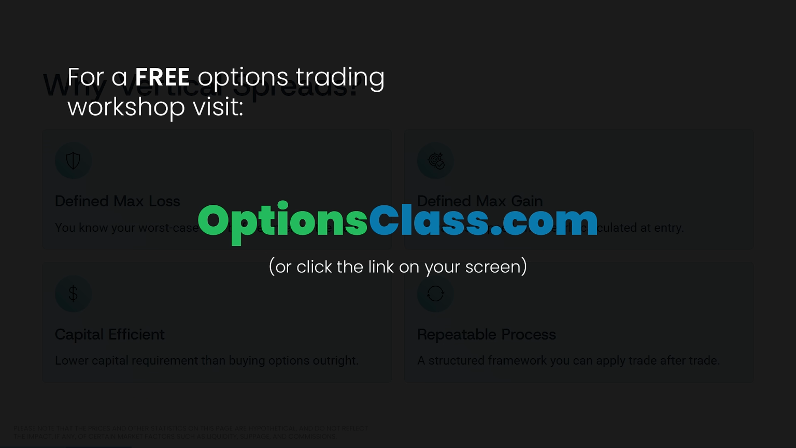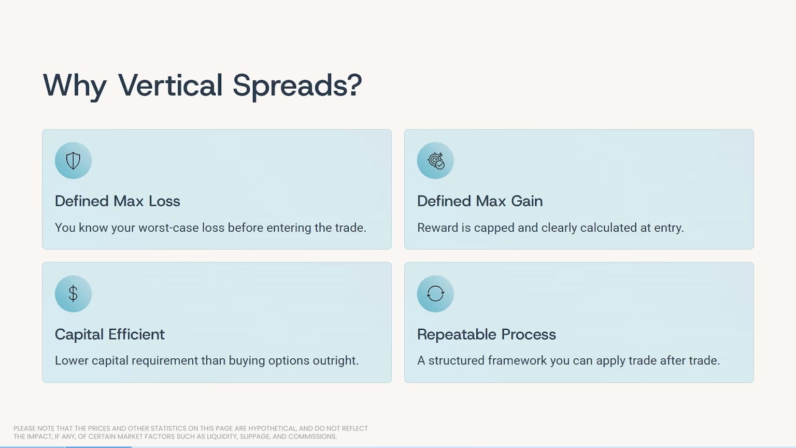And why would they use this? One, defined maximum loss. You know your worst case loss before entering a trade. They're very capital efficient, with lower capital requirements than just buying the option outright. You have a defined max gain. Reward is capped and clearly calculated at entry. And you give yourself a repeatable process. And this might be the most important part: a structured framework you can apply trade after trade.